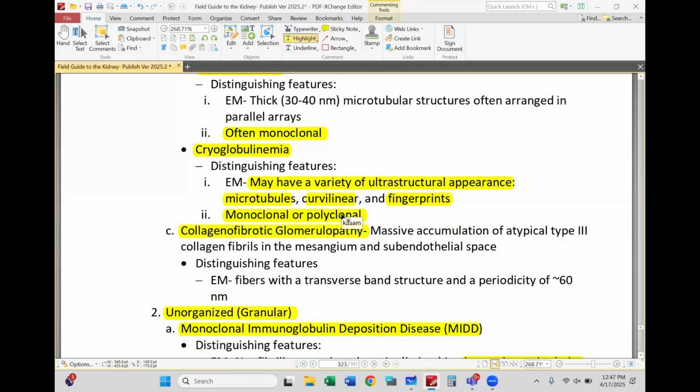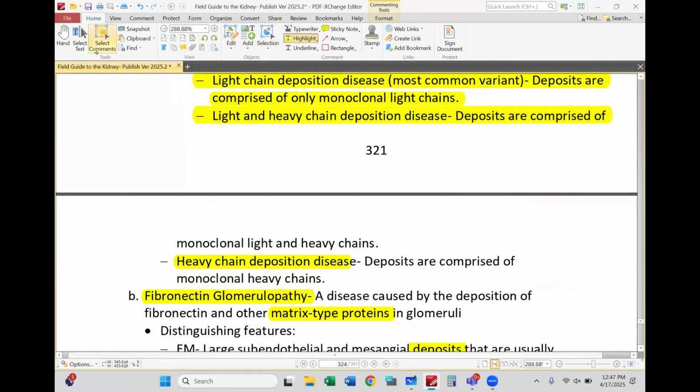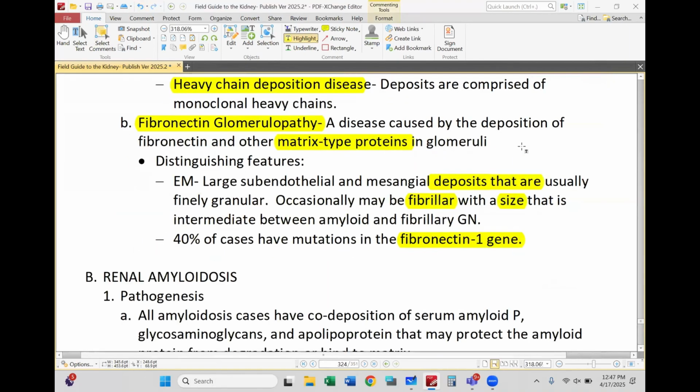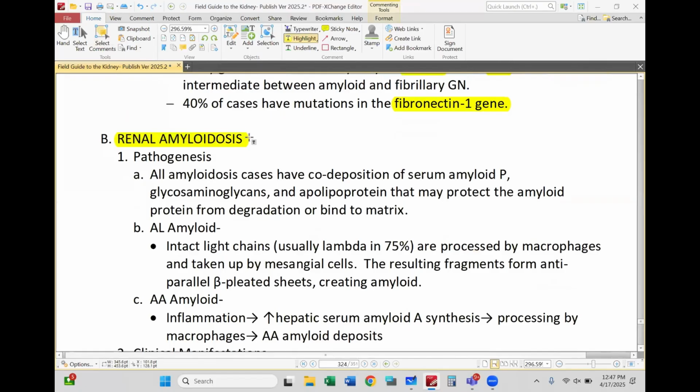Rarely you can have this condition, collagenofibrotic glomerulopathy. I won't spend a lot of time talking about this extremely rare condition, except to say that it has substructure as well on EM. Okay. All right, let's move then to a focus on amyloidosis.